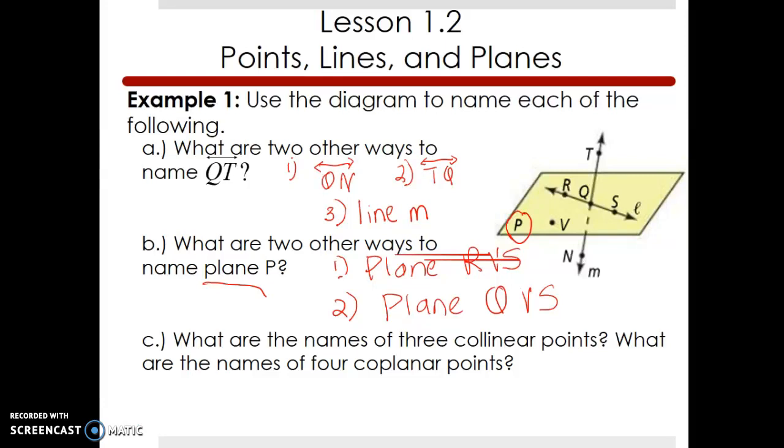Question C. What are the names of 3 collinear points? So if you remember, collinear points are points that lie on the same line. So over here you could have T, Q, and N, or you could also have Q, R, and S. So I'm just going to name points T, Q, and N are collinear.